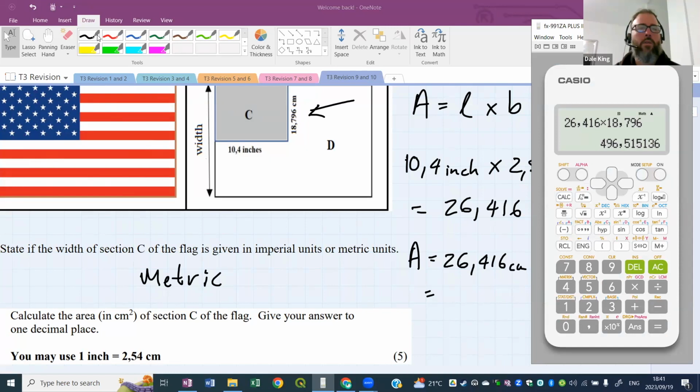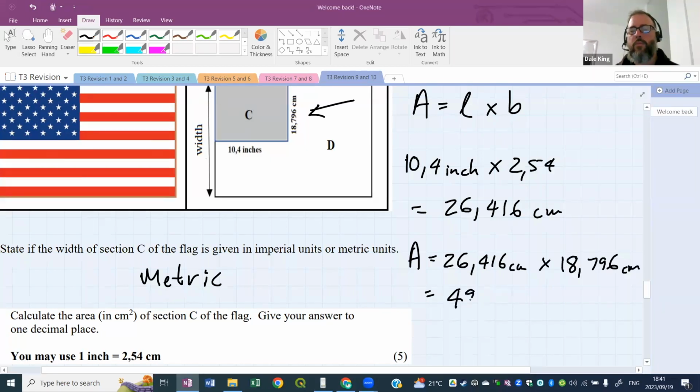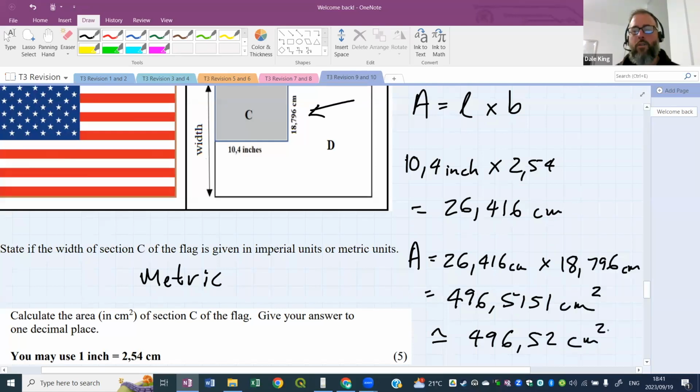Yes. And then you have to round it off. Centimeters squared, because area is always squared units. So let's do it like we usually do. 496,5... 2, sorry. All right, there we go. Habo, thank you very much.